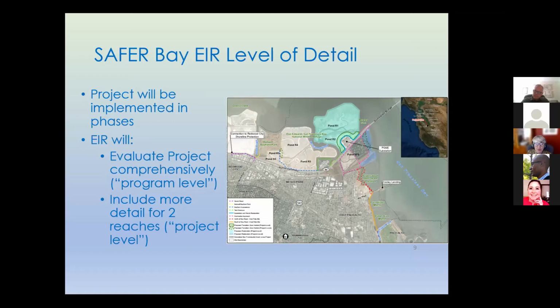On this map, the reaches shown with solid lines are the ones that will be evaluated at a project level, and those with dashed lines will be evaluated more generally. Next slide.